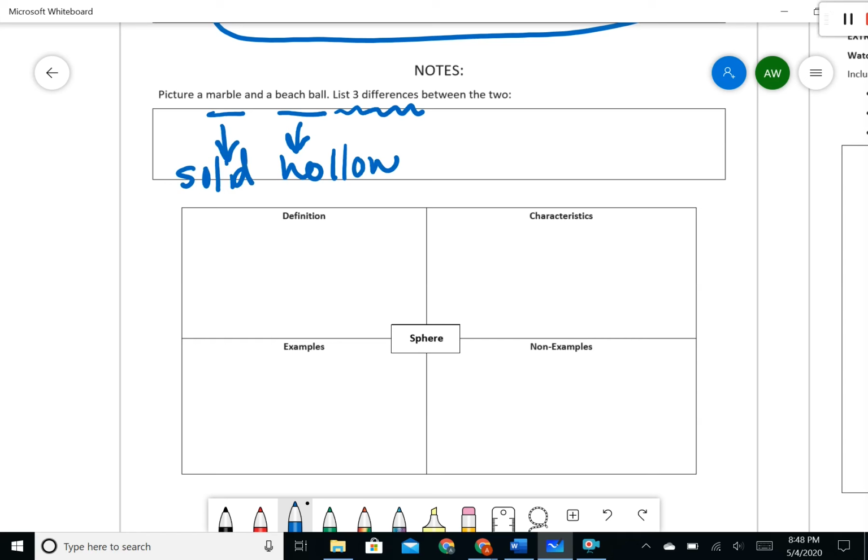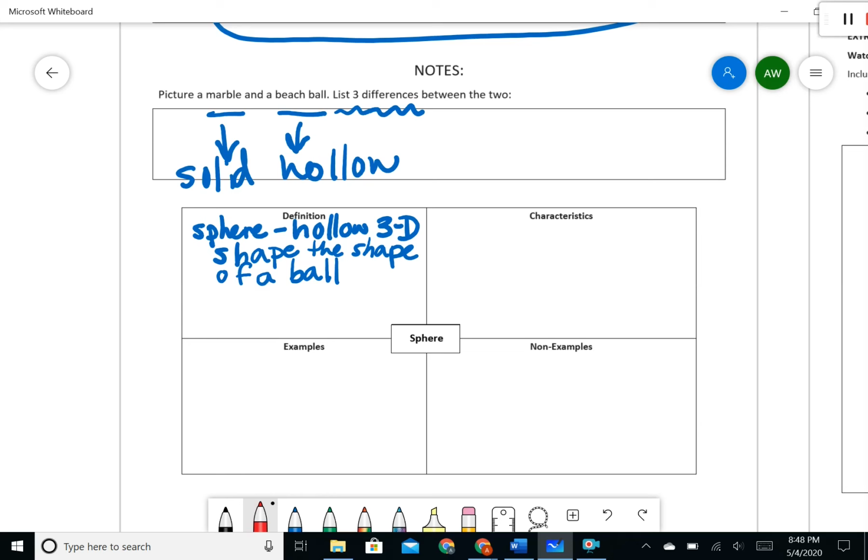And the reason that this is important is that technically speaking, the definition of a sphere is a hollow 3D shape that is the shape of a ball. Now this is a really colloquial definition, right? So it's not using specific mathematical language. If I were to define this mathematically, I would talk about rotating a half circle around an axis and how that would create a sphere. But here, I think that this gets the idea across to us.